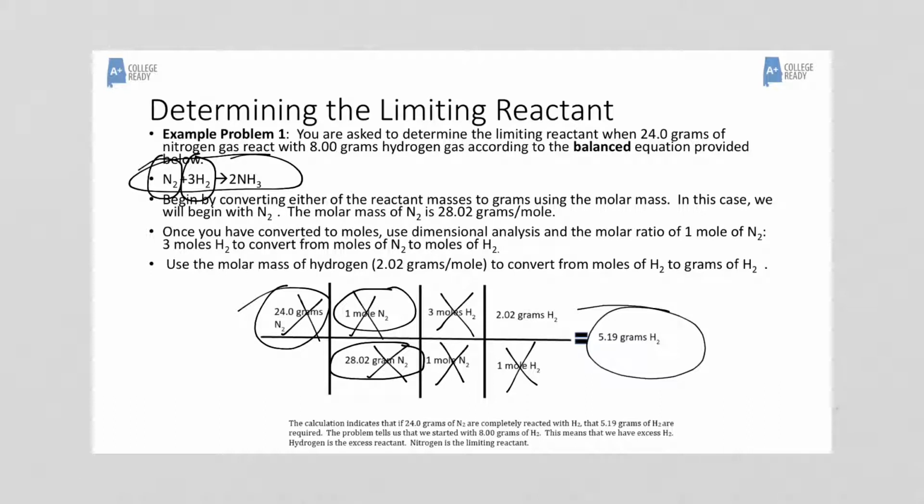So what that tells us is that for 24 grams of nitrogen, we need 5.19 grams of hydrogen to go with it. Well, we have more than 5.19 grams of hydrogen. We have 8 grams of hydrogen. That means that hydrogen is our excess reactant, and therefore nitrogen must be the limiting reactant. So next we're going to use the limiting reactant to determine a certain amount of product that will form. In this case, though, we were only asked to determine the limiting reactant. So our answer here is that nitrogen is the limiting reactant.